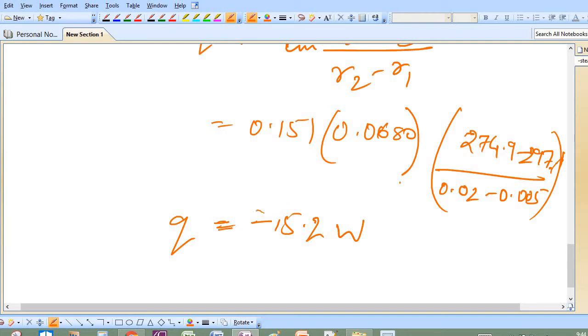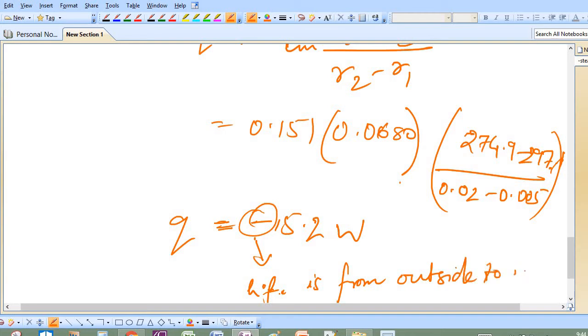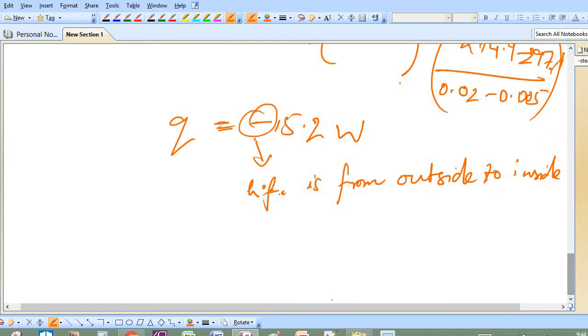Now this negative sign indicates that the heat flow, write it in short form as HF, is from outside to inside. So this will indicate that the heat flow is from outside to inside. Since 15.2 watt is removed for 1 meter length, how do we find the needed length which is required to remove our total heat of 14.65 watt?